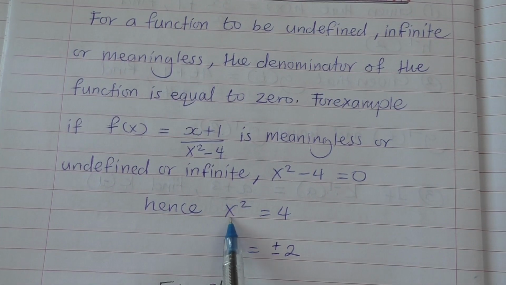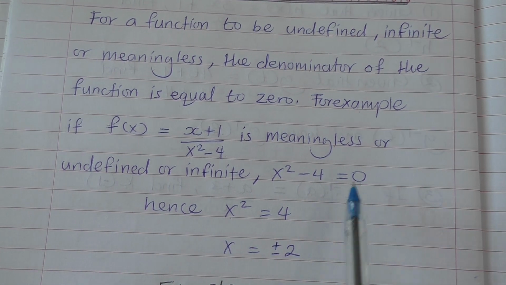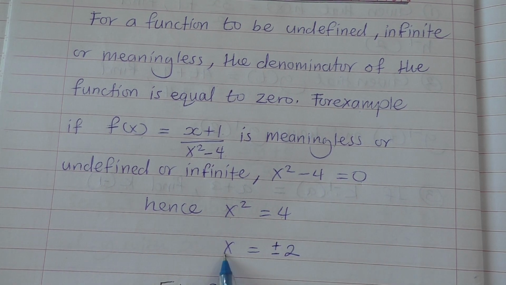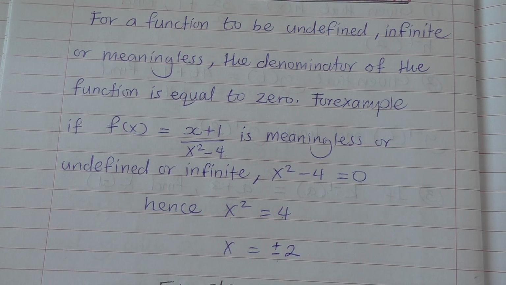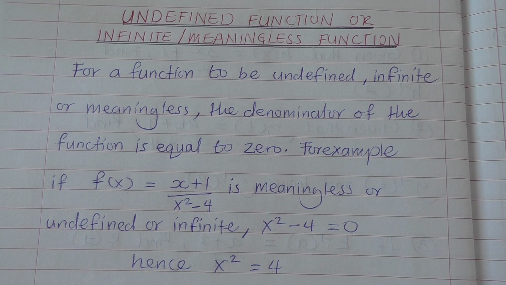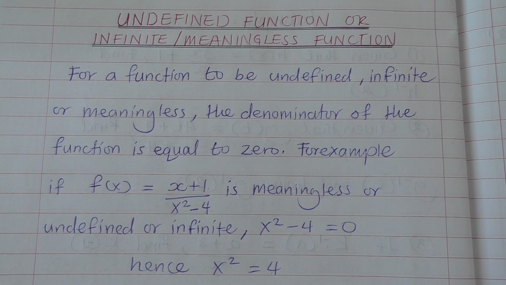Hence, x squared minus 4 equals 0, which makes x squared equal to 4, and the values of x are either positive or negative 2. So, the condition for a function to be undefined is that its denominator must be equal to 0.